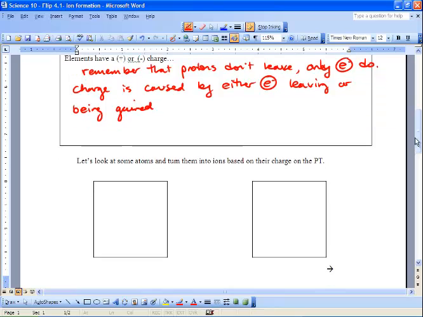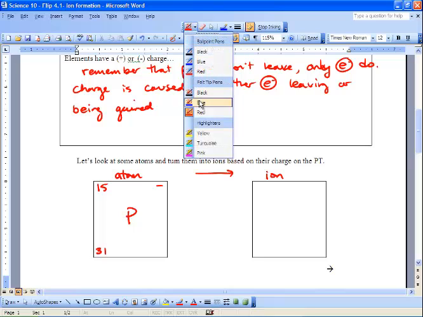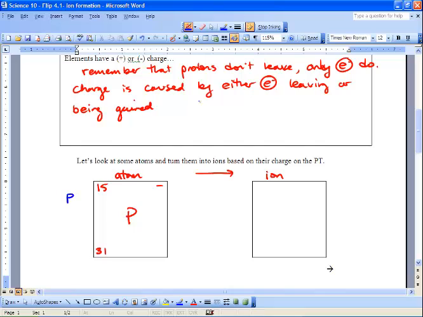Let's look at a phosphorus atom. All right, and you'll notice I put atom up top, and if you look at your periodic table, it's got an atomic number of 15. So that means it's got 15 protons, and it's got an atomic mass of 31, and a negative charge. Well, what we're going to do is we're going to turn this into an ion using that charge. So first off, let's find out how many protons, electrons, and neutrons are here. So we've got P, E, N.